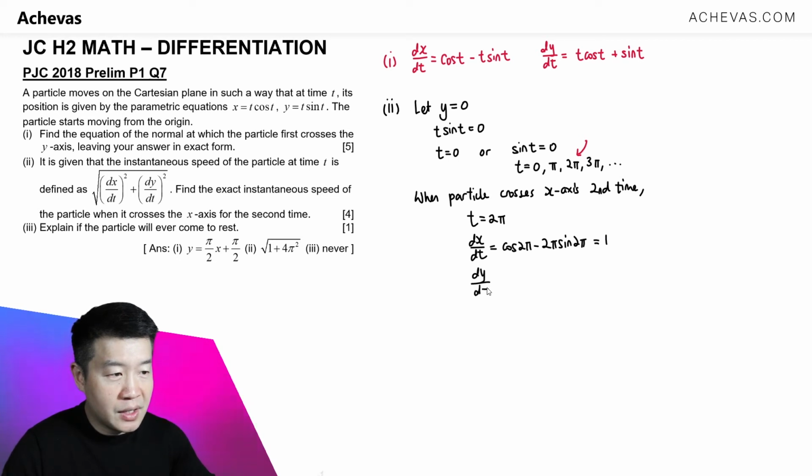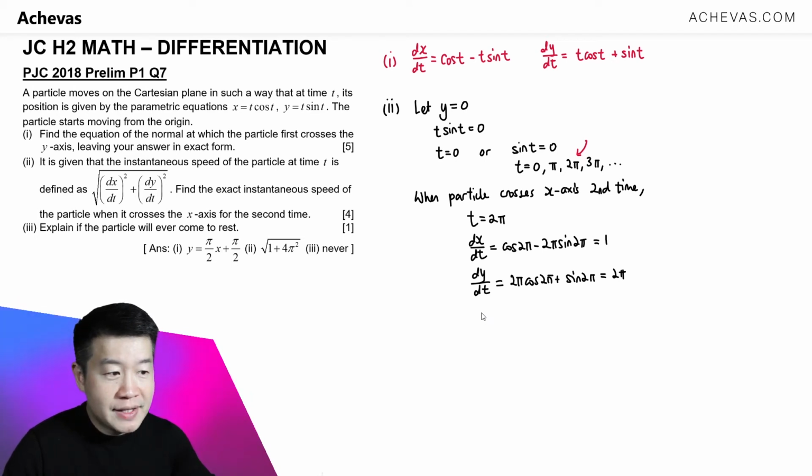Let's see what is dy dt. Dy dt, making use of the expression from part 1 also, it is going to be 2 pi cosine 2 pi plus sine 2 pi. So cosine 2 pi is 1. I'm going to be left with a 2 pi here. Sine 2 pi is equal to 0. So dy dt is this.